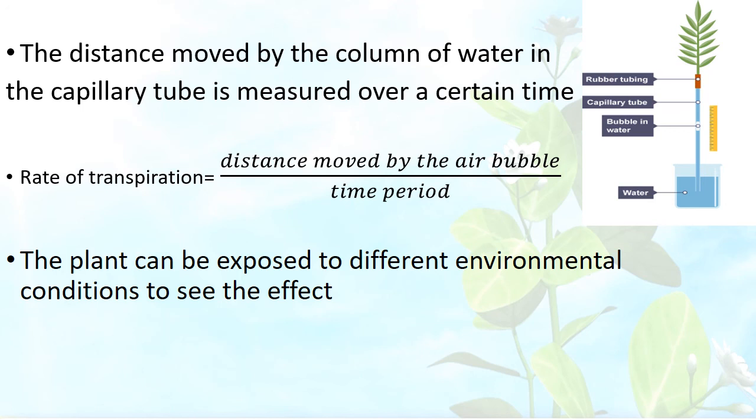When we are keeping a fan, it is similar to the windy condition, so you can check what happens to the rate of transpiration. Or else you can keep it under a light and see what happens to the rate of transpiration. From that you can guess what happens to the rate of transpiration during high light intensities. Likewise, you can check the rate of transpiration in different conditions by using that apparatus.